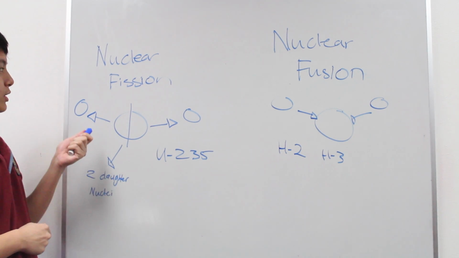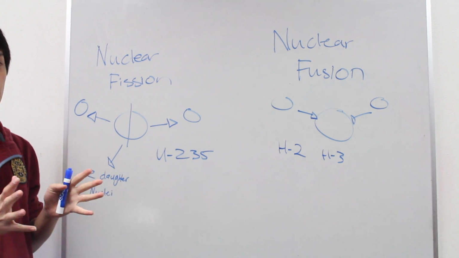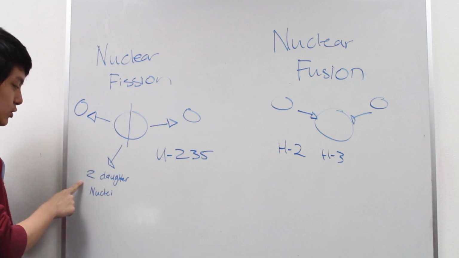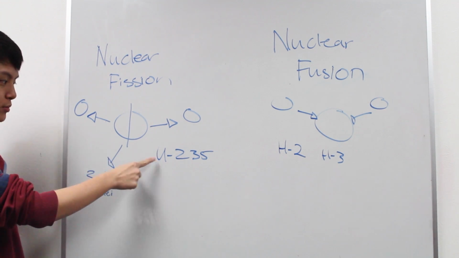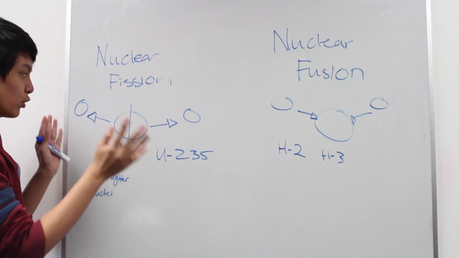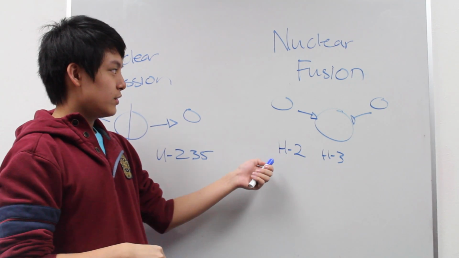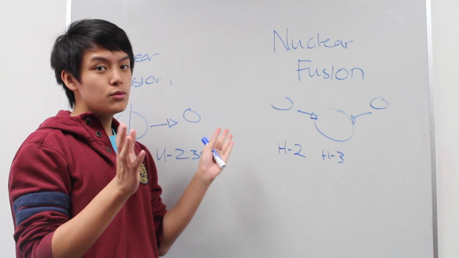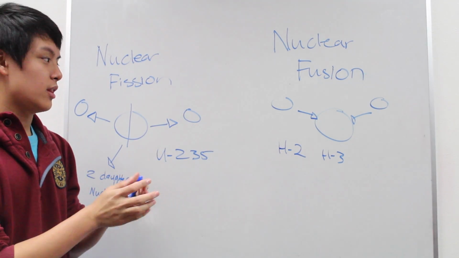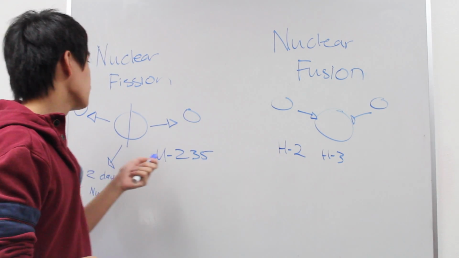The reason why nuclear fission is typically used is because it's controllable and it sets off a chain reaction. When those two daughter nuclei hit another uranium-235, that uranium-235 will split and send off two more daughter nuclei, which causes a chain reaction. As for nuclear fusion, you fuse them together, and then it creates a new element, and you fuse that together with a new element. But this is very dangerous because you cannot control it as you can nuclear fission.